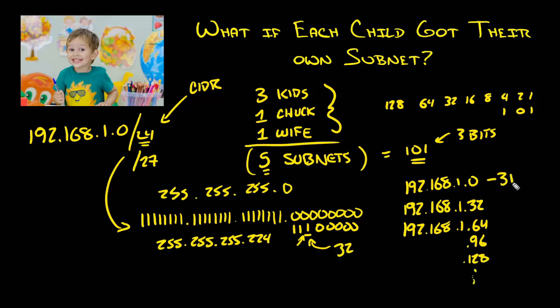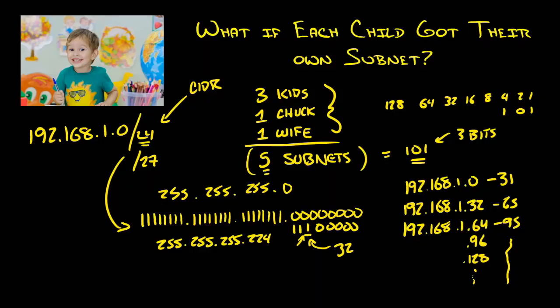The end of these ranges is simply found by subtracting one from the next one. So the last number before you get to 32 is 31, 63, 95, and down and down and down we go. So each one of these family members could actually have 30 devices on their own little subnet.